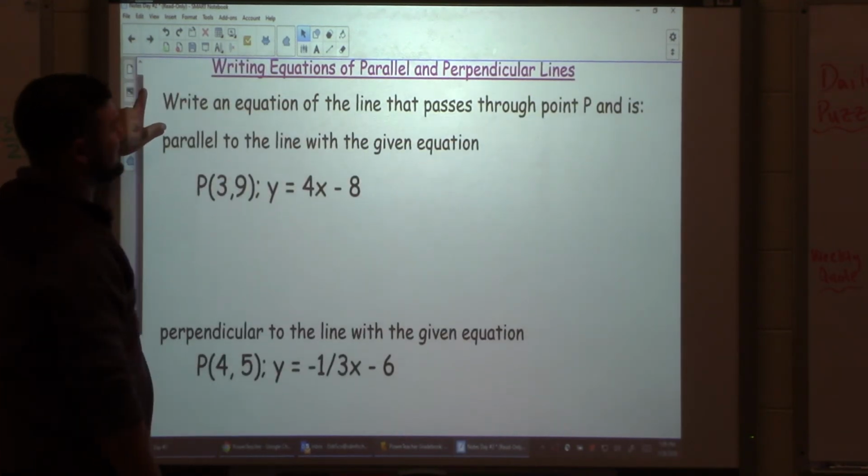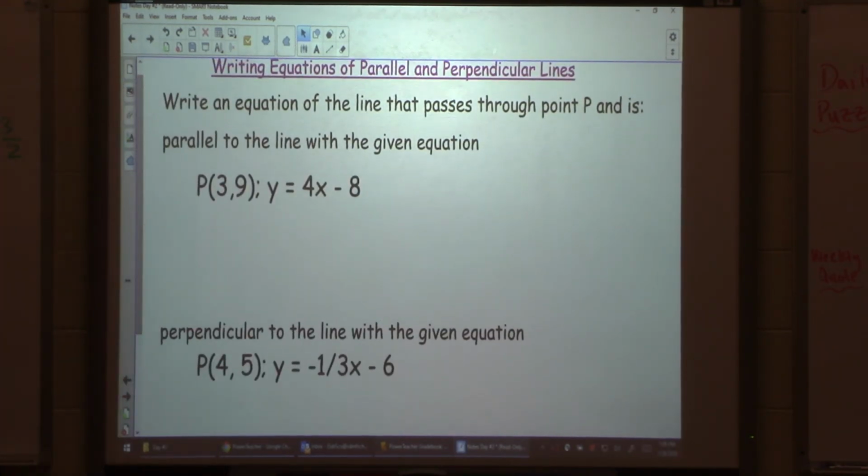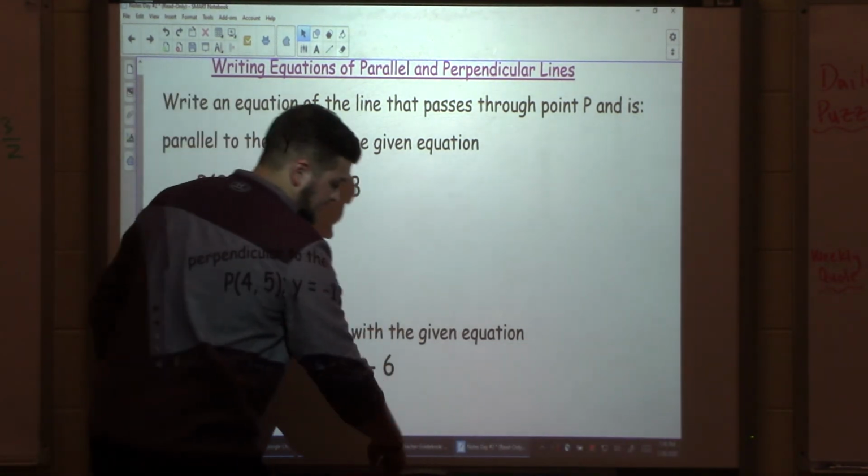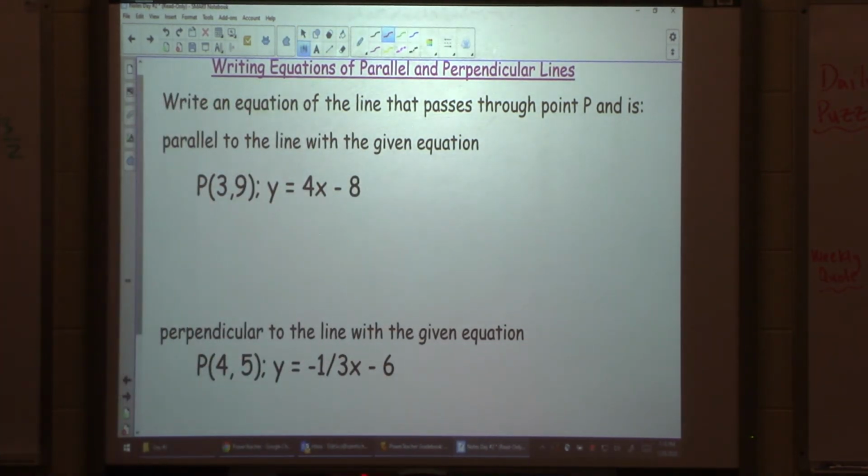Alright, we're going to keep going. So write equations for parallel and perpendicular lines. Write the equation of a line that passes through point P and is parallel to the line of the given equation, y equals 4x minus 8. So this should be pretty easy. We did something almost similar to this. Right? They're giving us a point, and they're giving us an equation of a line parallel to this new line we need to make an equation for.